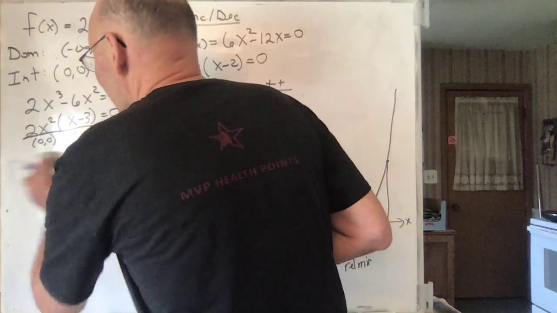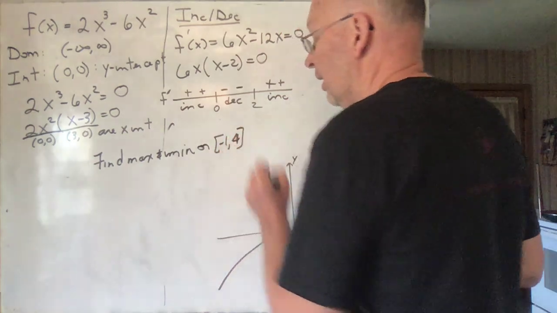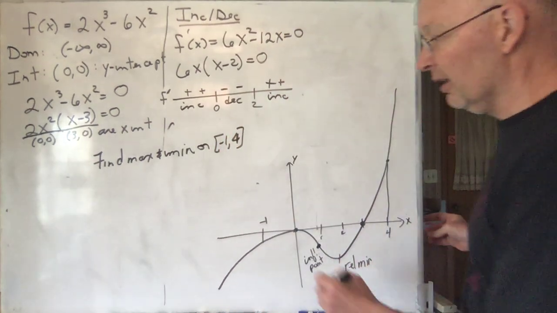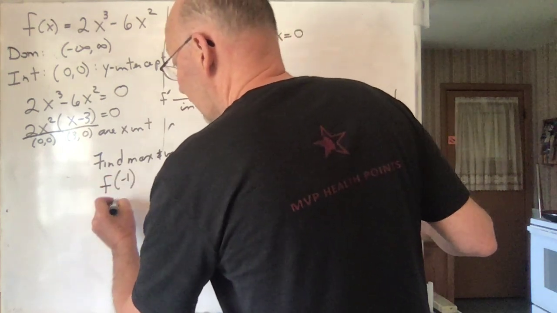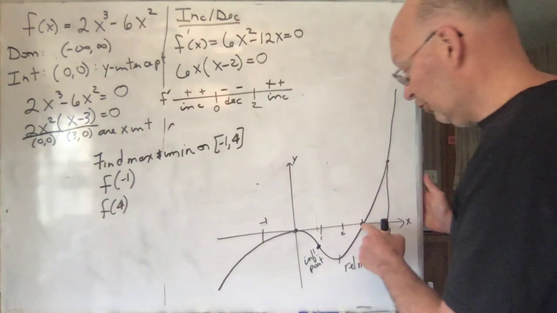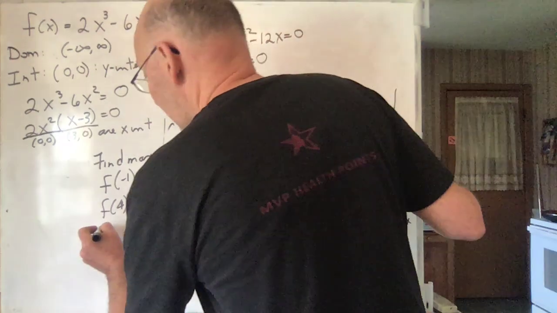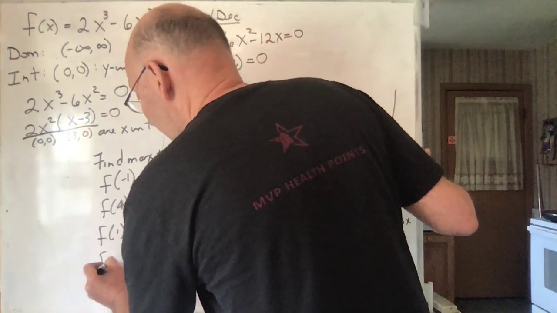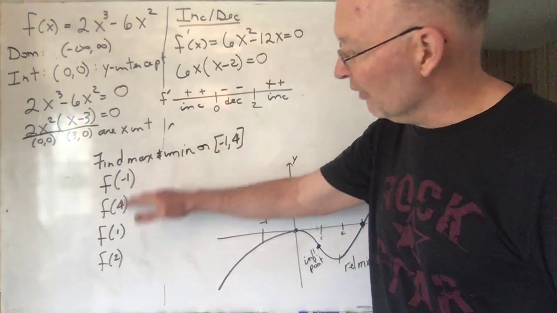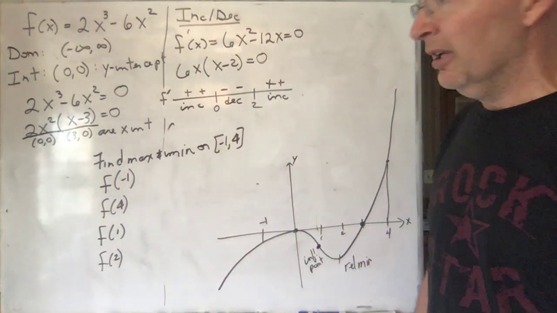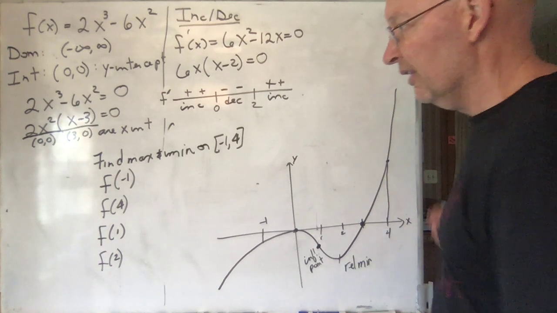I guess I'm thinking about this as I read it. On the interval -1 to 4, the places you'd have to check would be you'd have to stick in f of -1, f of 4, and then all your critical points. So in this case, you'd have to put in 1 and 2 as well. f of 1 and f of 2. And whichever the largest of those is, that's going to be the max. Whichever the smallest of those is, that's going to be the min. So, let's check them all out.